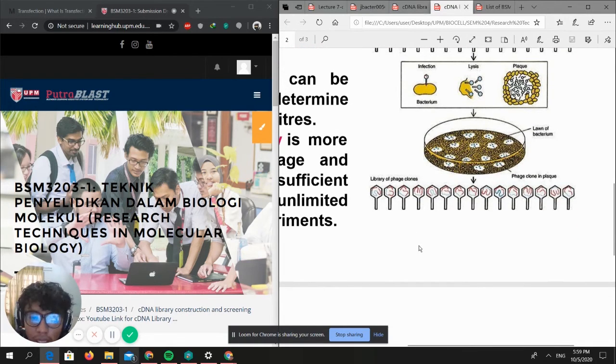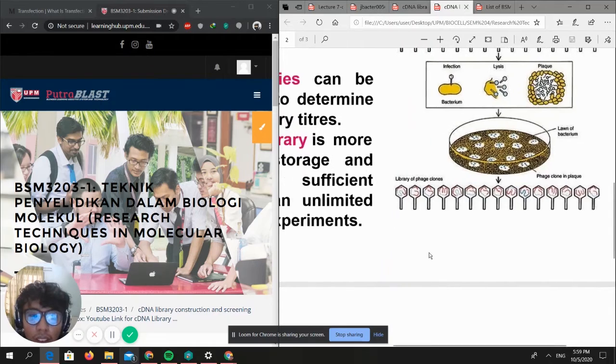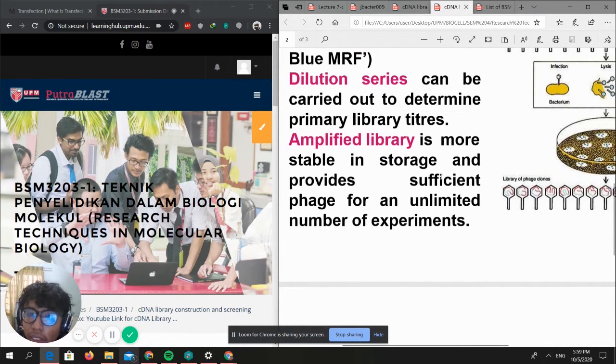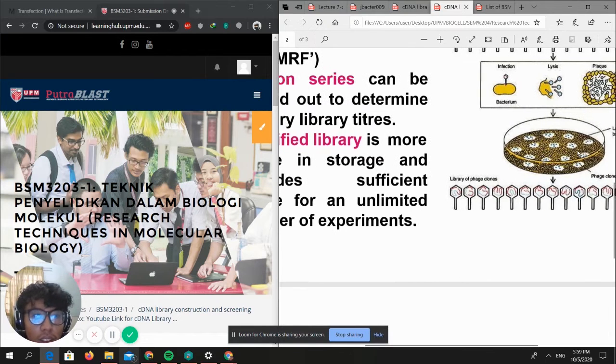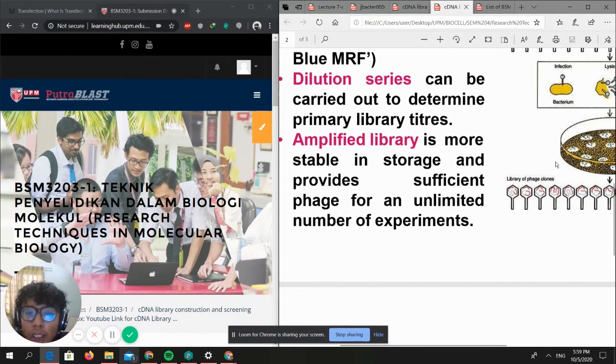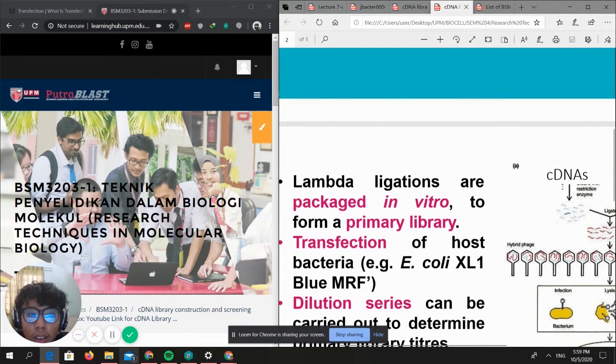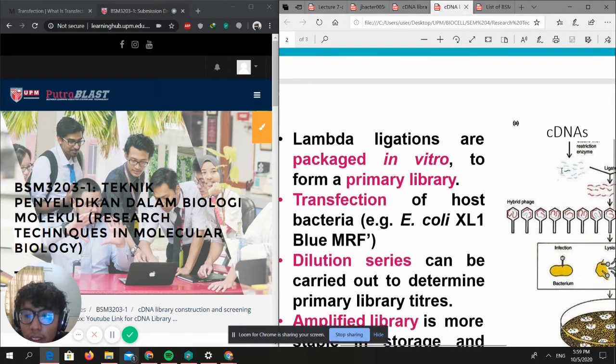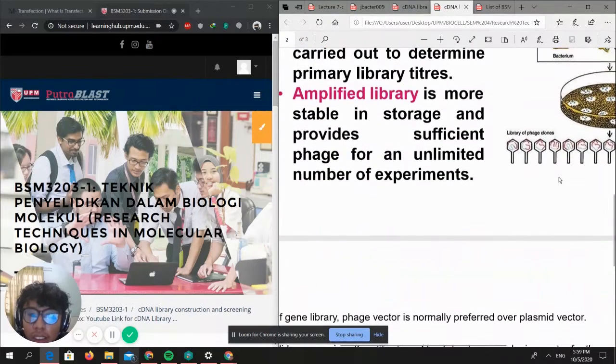What scientists can benefit from this is that it can be used to amplify the library, and after that we can use this plaque to further our research or to continue with other experiments that are required for this complementary DNA. So that's what I understand.